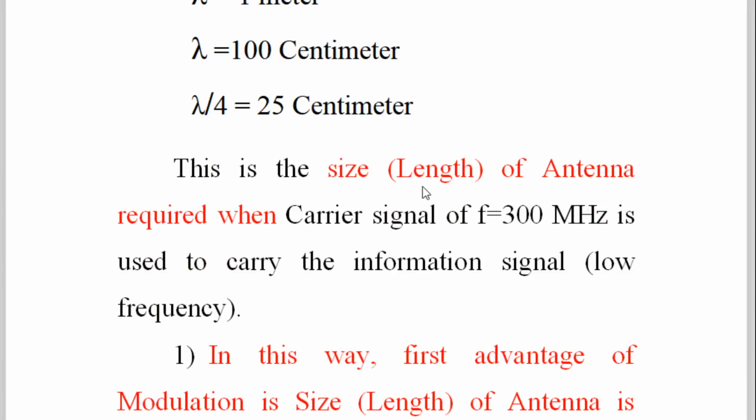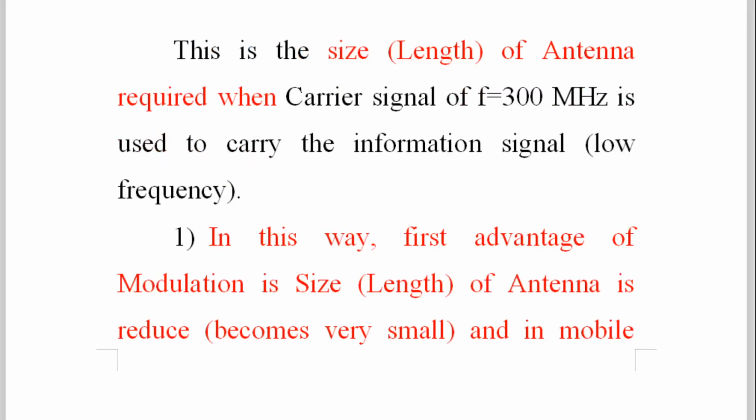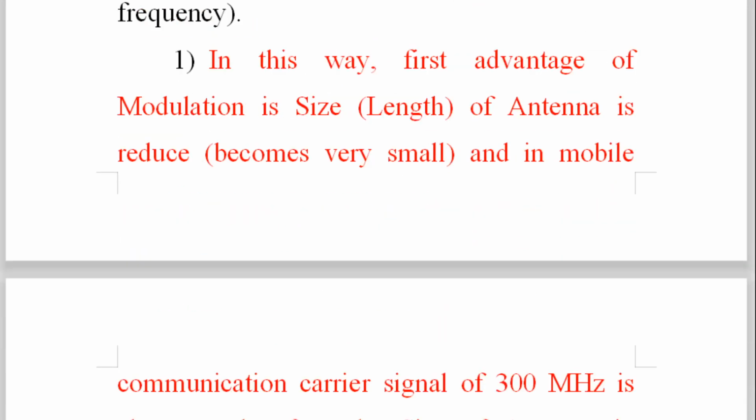And this is the length of antenna required when a carrier signal of f equal to 300 megahertz, that is a high frequency signal, is used to carry the information signal, which is our low frequency signal, because all information signals are available in low frequency only. So in this way, the first advantage of modulation is that the size, that is the length of the antenna, reduces and becomes very small.